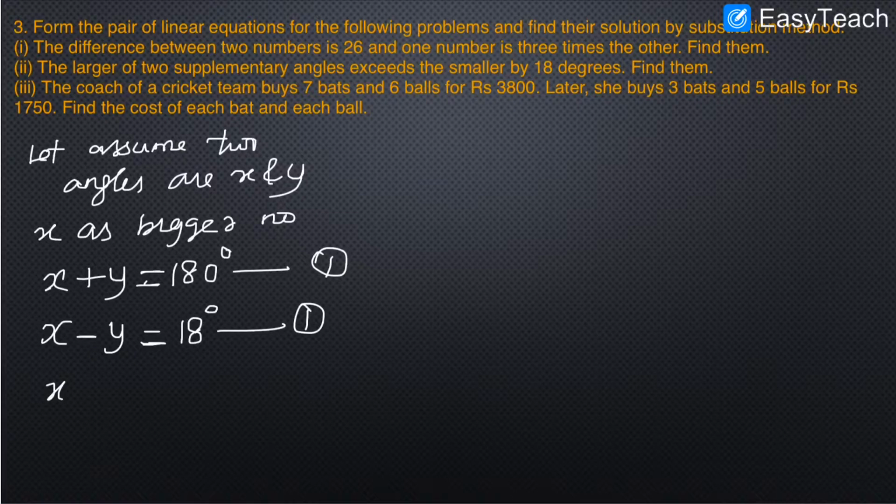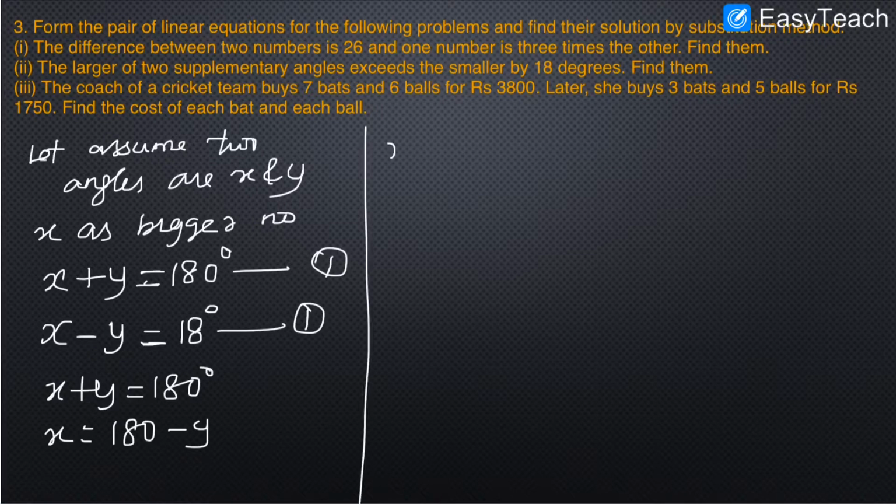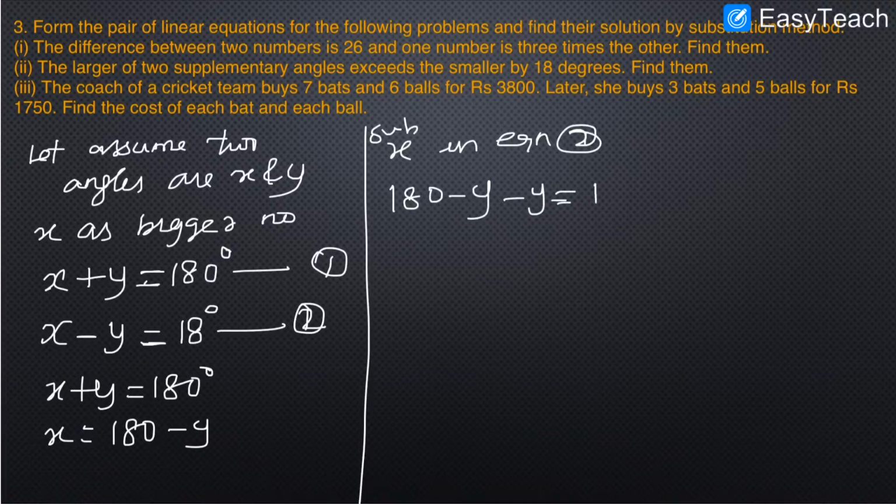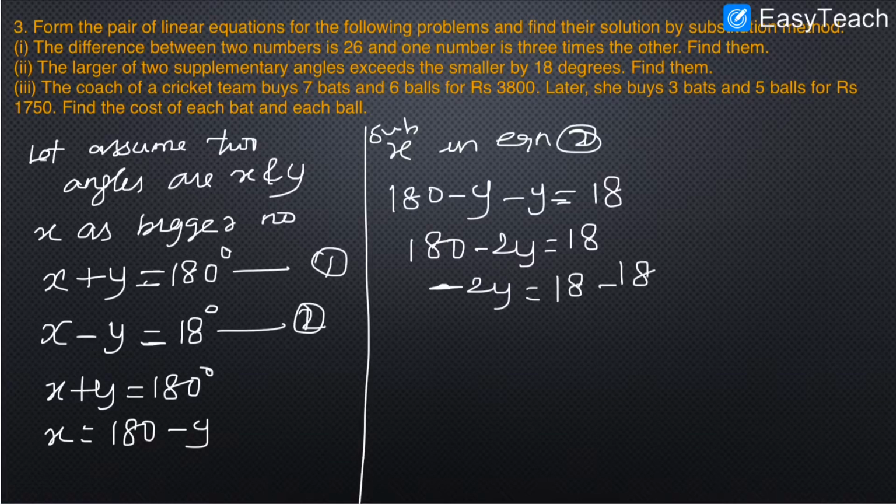The next step, let me derive a value from one of the equations. So x plus y equals 180, so x equals 180 minus y. Let's substitute the x value in equation 2. So 180 minus y minus y equals 18, so 180 minus 2y equals 18 degrees. So minus 2y equals 18 minus 180.